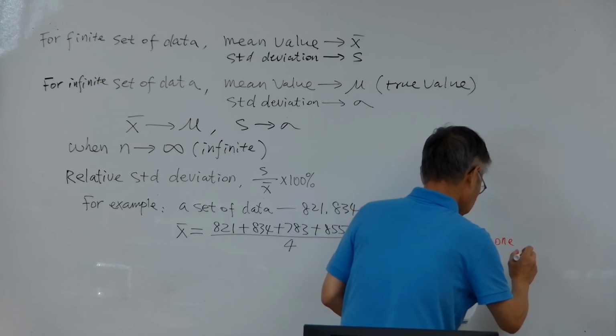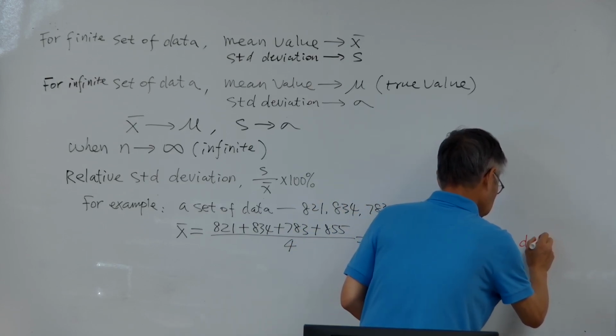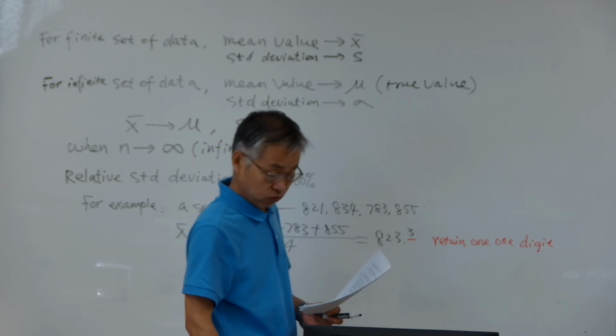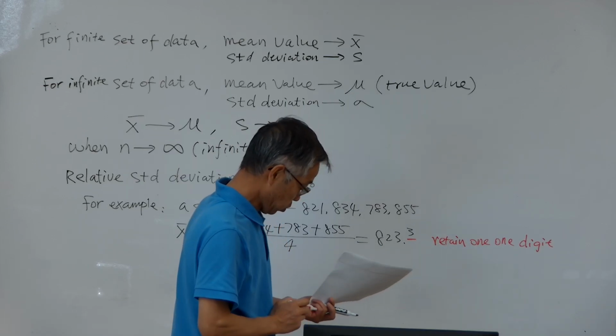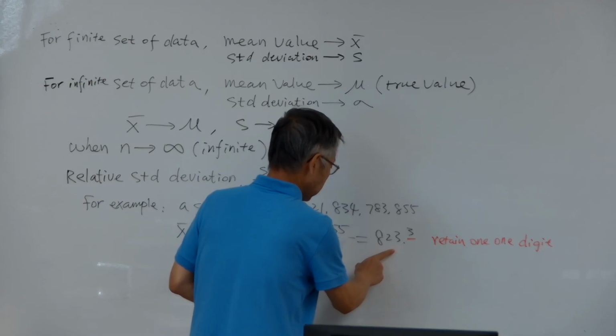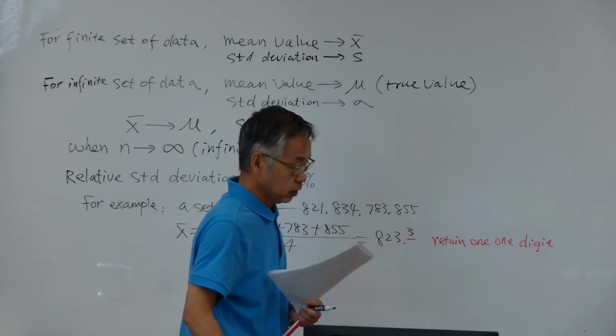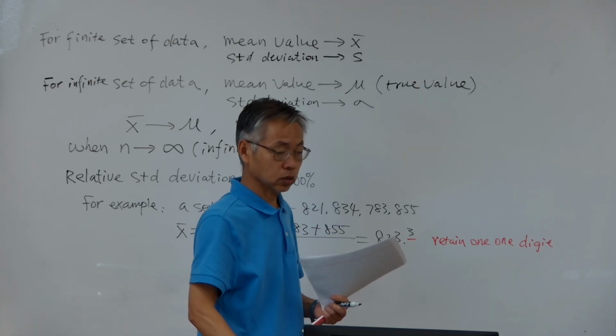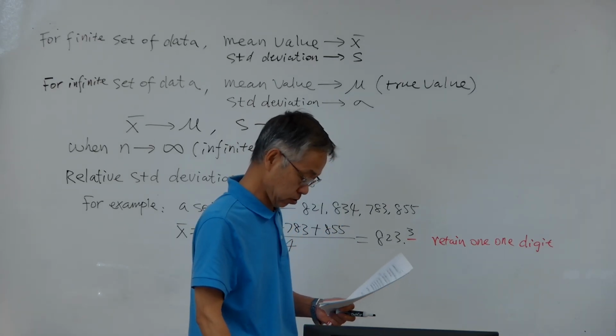And then one more digit until you get the final answer. Otherwise, if we have several steps and each step uses this for the next step, then round up or round off will cause the extra error.